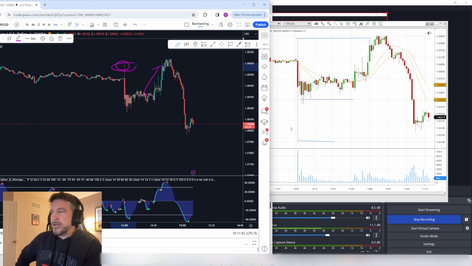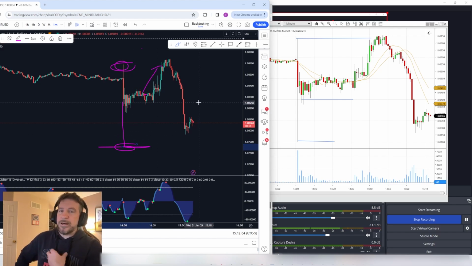But down here, again, you don't see this long wick that was formed right here. You don't see this big, long wick that came down. And that's probably going to want to fill. So me as a trader, what does it tell me to do?